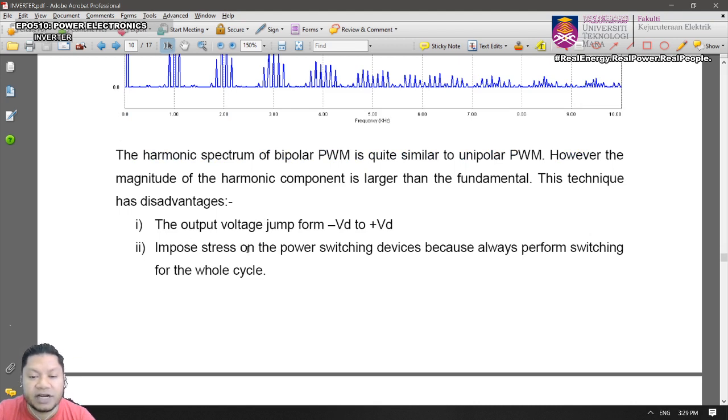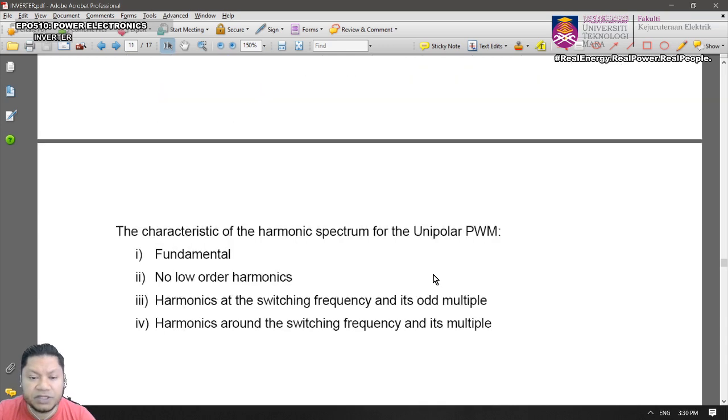So therefore it imposes stress on the power switching devices, because it always performs switching for the whole cycle. So it imposes stress to the power switching devices.